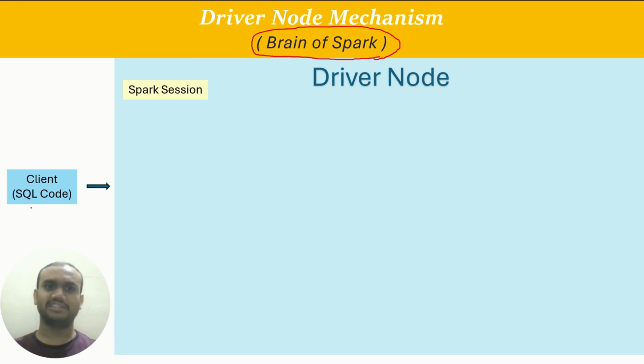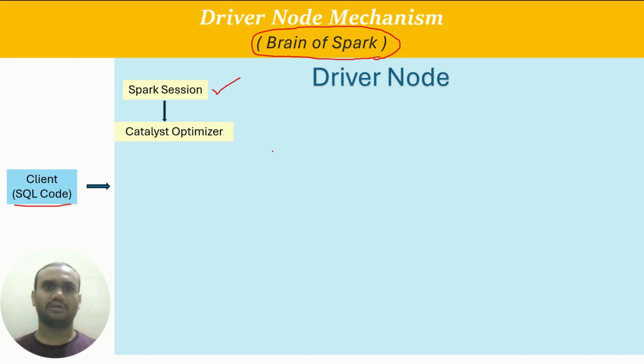Suppose the client submits its code in SQL language. One SQL code of three, four, or multiple lines is submitted to the cluster. As soon as you click the enter button, the cluster creates the Spark session. This is the entry point of your code. The Spark session creates or reuses the available resources. Once this is created, your code moves into the Catalyst Optimizer.